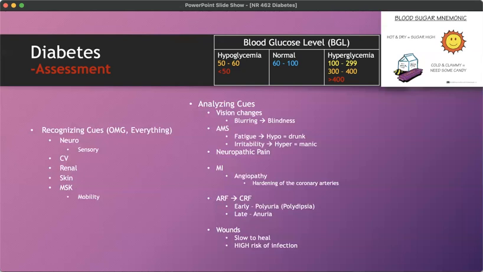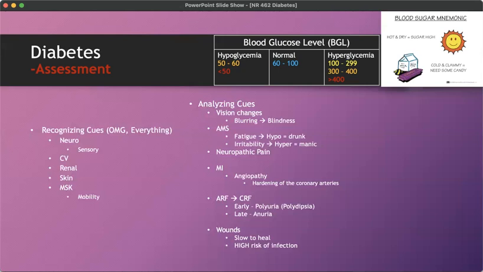So early symptoms of acute renal failure, we're looking at things like polyuria or polydipsia. So producing a lot of urine because the kidneys aren't filtering, they're just dumping everything. Later on, when we move into chronic renal failure, then we're looking at symptoms like anuria. So the kidneys aren't making any urine anymore. So that's our progression for renal.